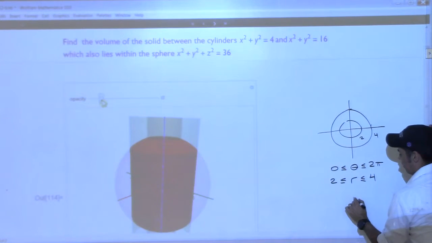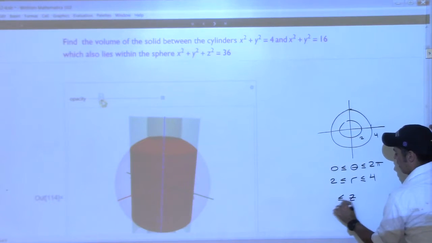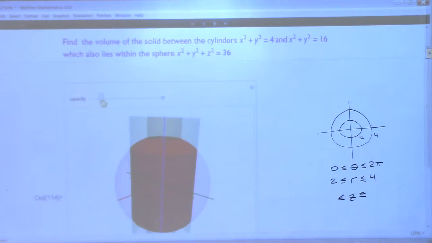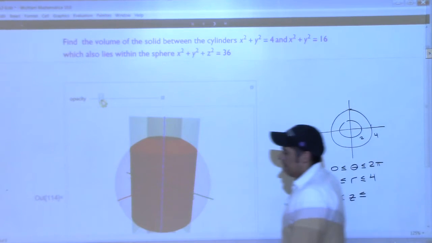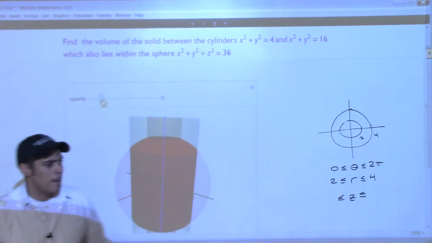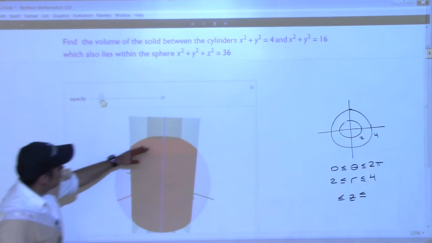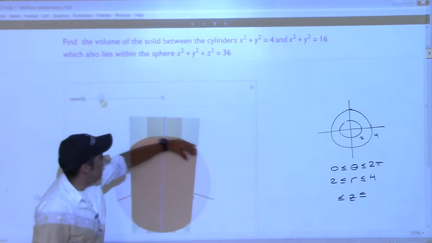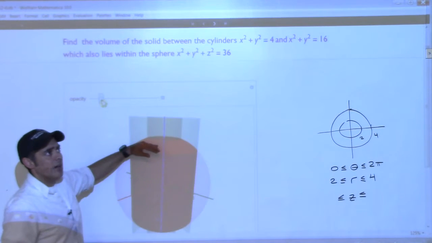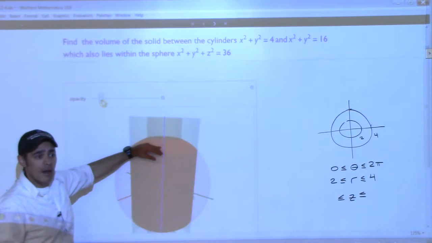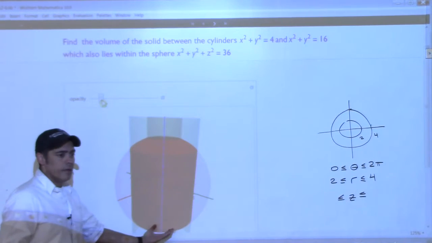Now we need to find some control of z. Okay, so how are we going to control z? The top would be the circle. Yeah, so the top of this thing, the top surface, is the upper half of the sphere. And you could do 0 at the bottom and then multiply by 2.